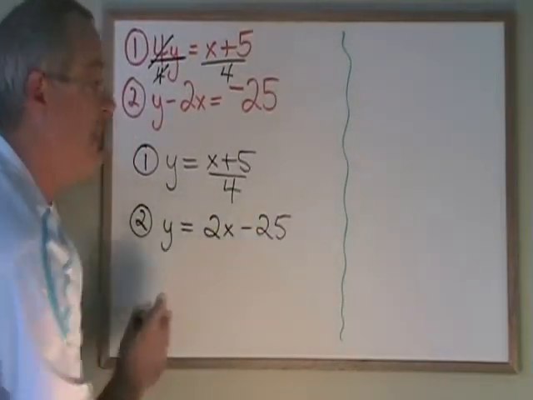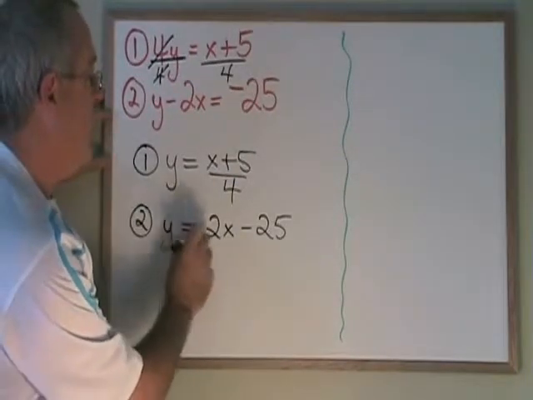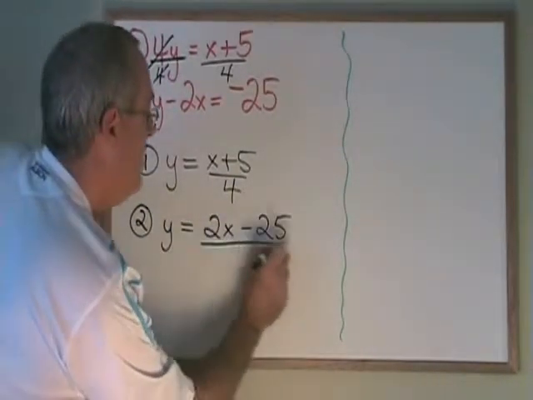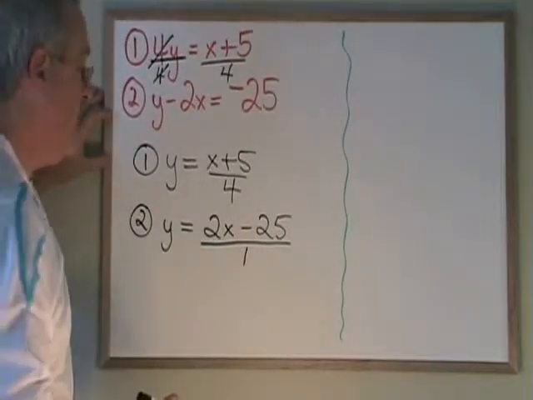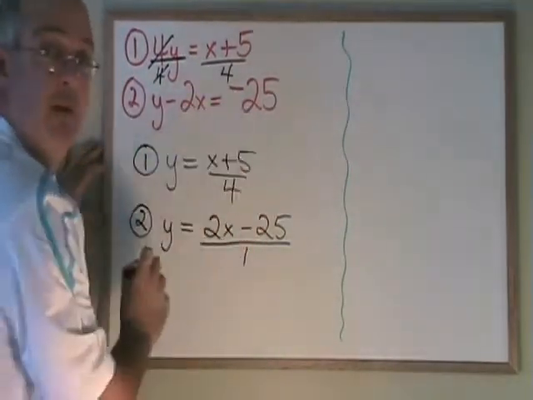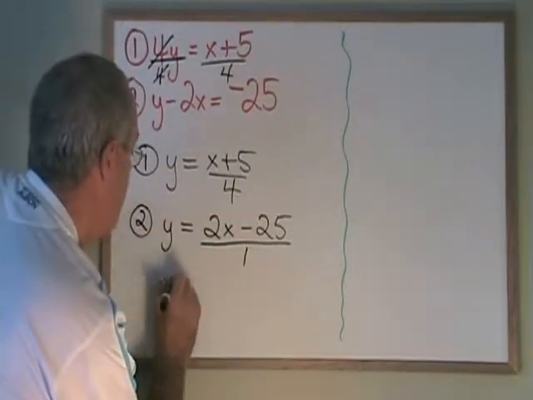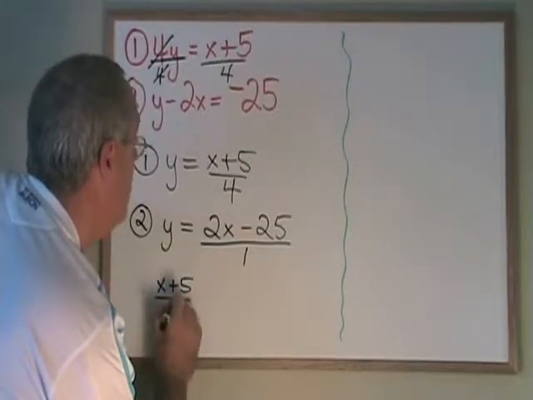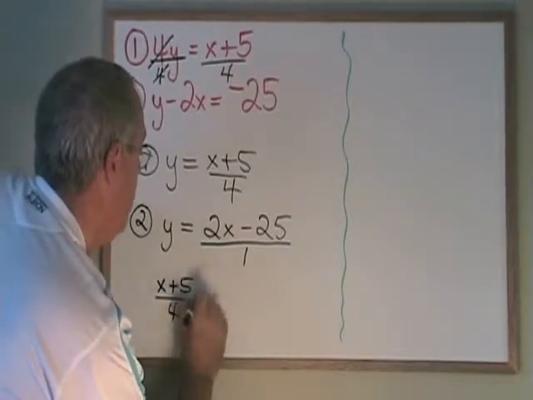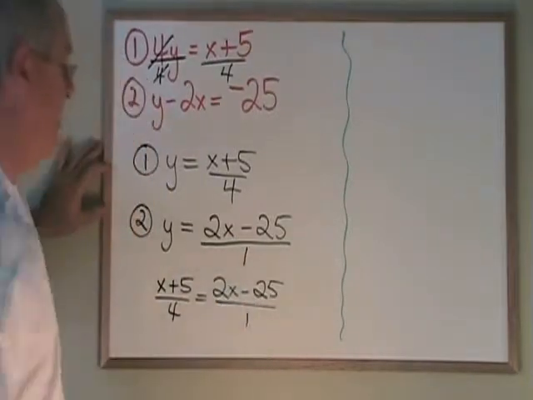And then the y is already isolated. I don't have a number for the bottom for my cross multiplication, so I'm just going to express this as y equals (2x minus 25) over 1. Now I can cross multiply. Comparing what y is equal to in the first equation with what y is equal to in the second, I get (x plus 5) over 4 equals (2x minus 25) over 1.